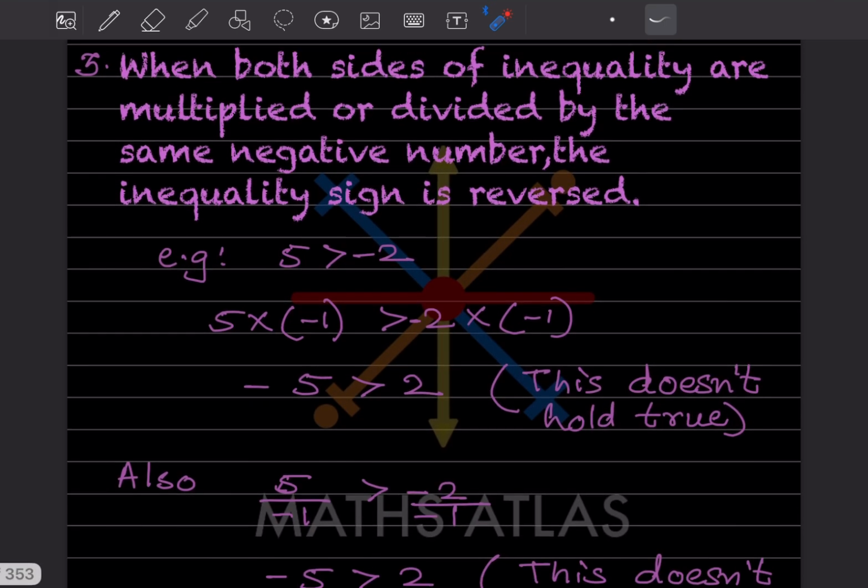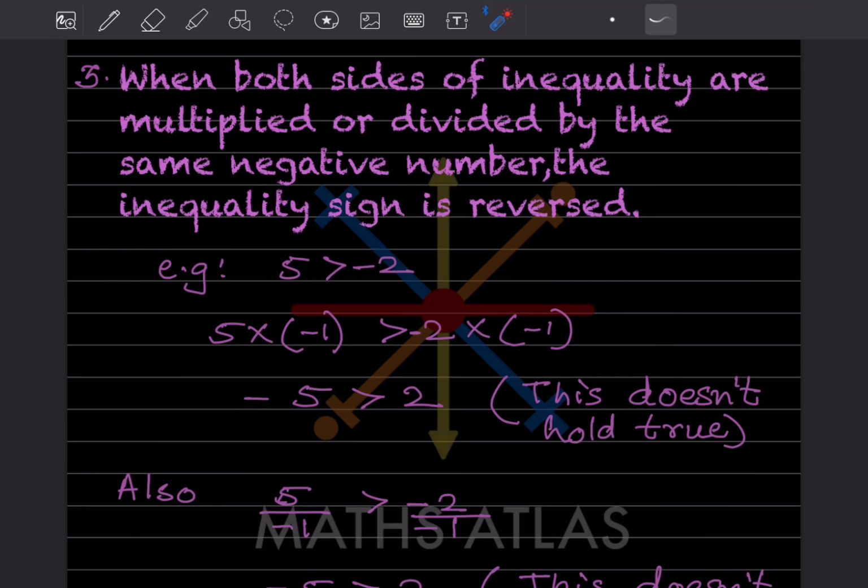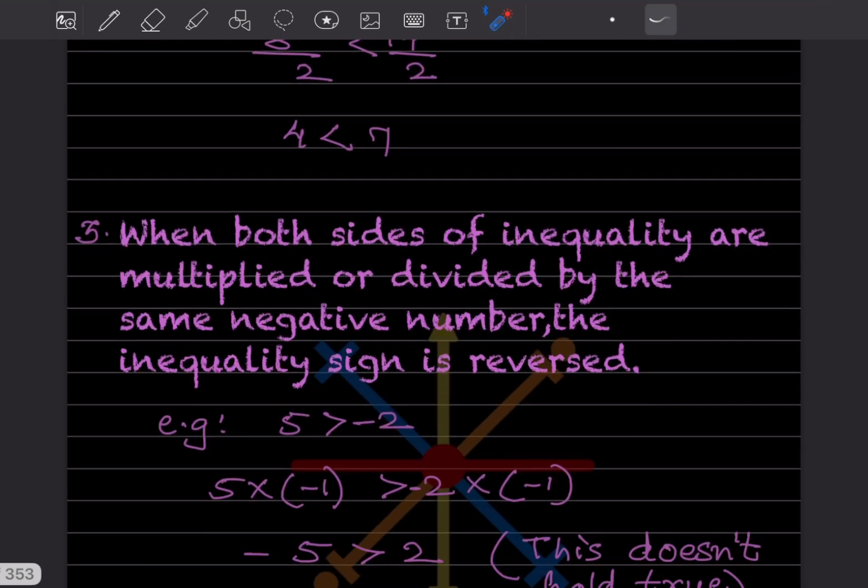Now let us see the third property. When both sides of an inequality are multiplied or divided by the same negative number, the inequality sign gets reversed. This is the number given. When we multiply both sides by the same negative number, minus 1, what do we get here? This will be minus 5, and this is minus 2 multiplied by minus 1. Because this is multiplication, minus minus becomes plus, so this is plus 2. So minus 5 is not greater than plus 2. This doesn't hold true when we do it with the negative number, but when we do it for positive, as we have seen previously, it holds true.